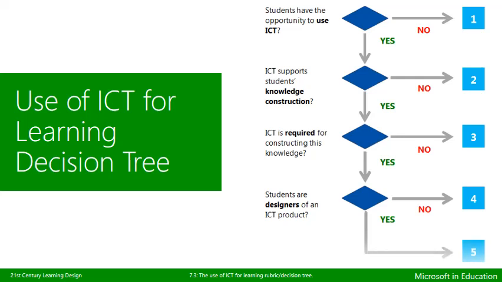Considering each of these questions is useful when designing a learning activity with the use of ICT for learning in mind. As with the other 21 CLD dimensions, remember, as you look at the decision tree, that the numbering system is a code, not a score. For example, a code 1 merely indicates that there is some use of ICT included in the activity.